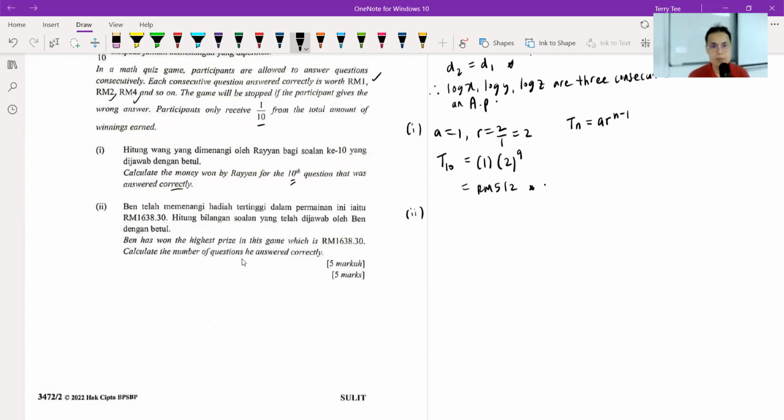Okay, second one. Ben has won the highest prize in the game, which is 1638.3. Calculate the number of questions that he answered correctly. Okay, so now remember he only received 1/10 of the total amount of money earned. So perhaps he answered the first one correct, second one correct, third one correct. The nth one he answered wrongly, and for that he received a total from the first one until the (n-1)th, 1/10 of the amount, and that 1/10 of the amount is equal to this, right?